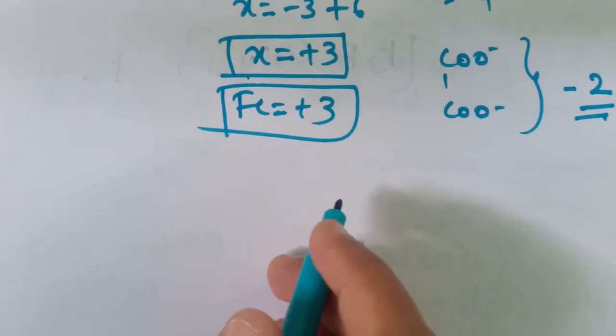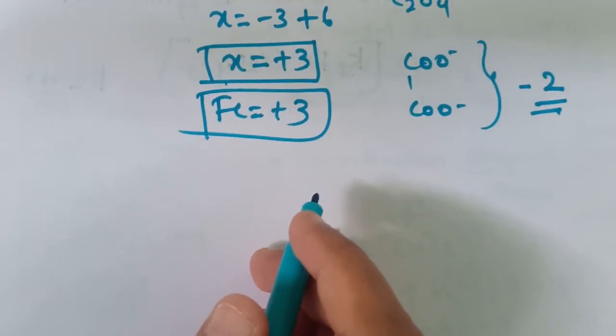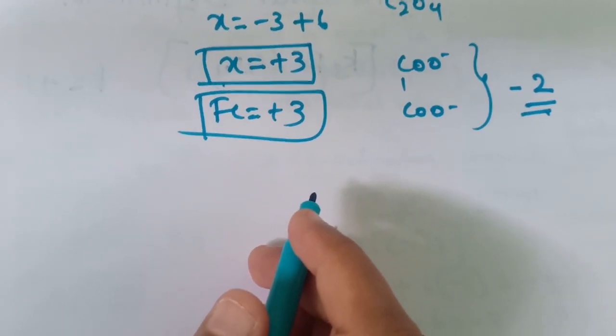That's it. These are the tricks to calculate the oxidation number of the central metal atom in coordination compounds.